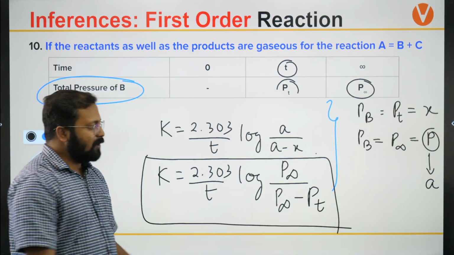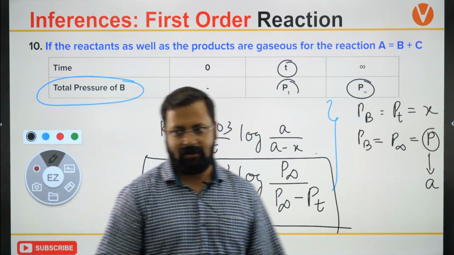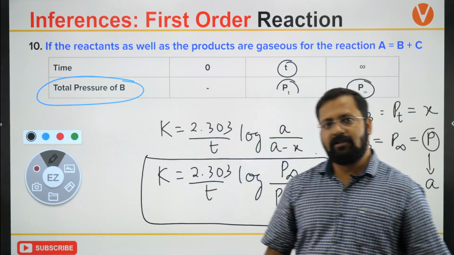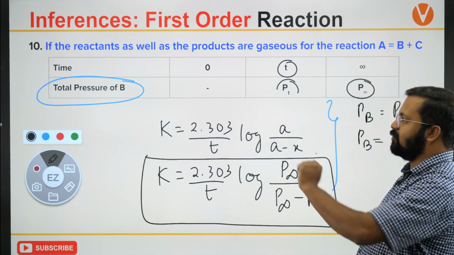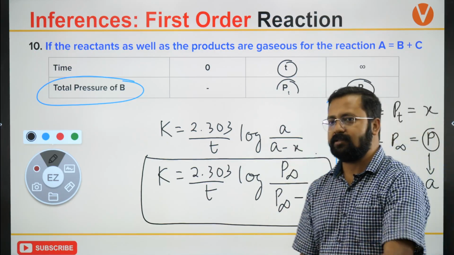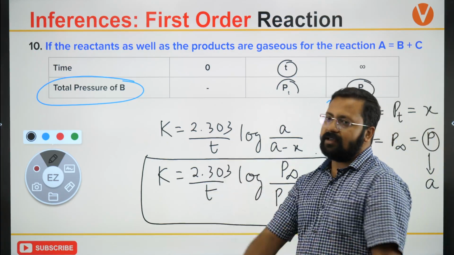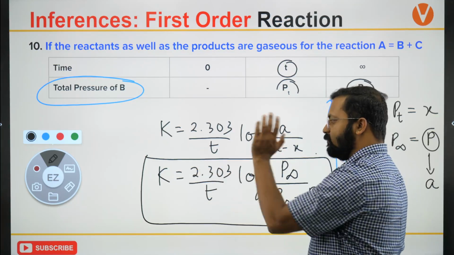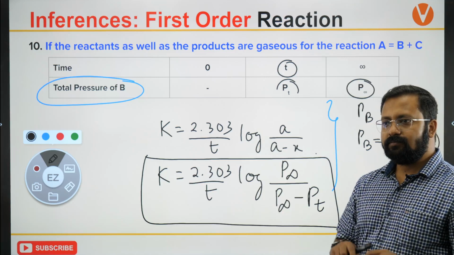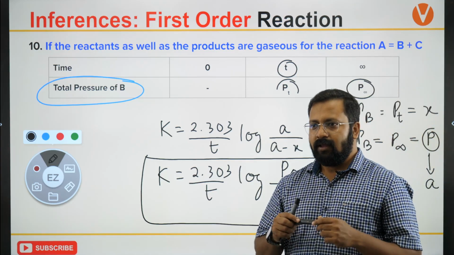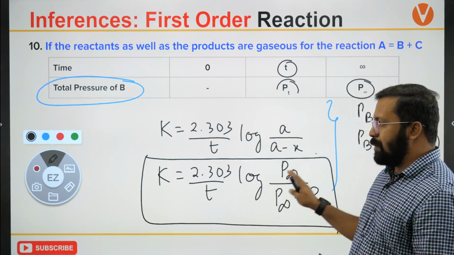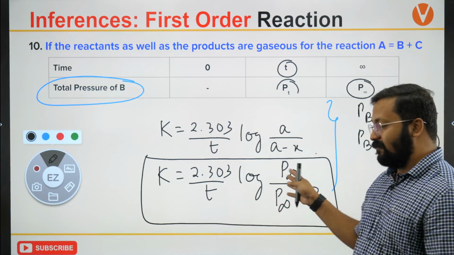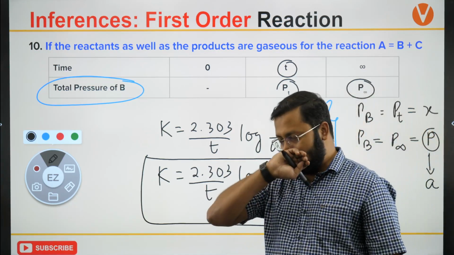Okay, what information you will get I can't say, but whatever information is given to you, whether you are given pressure of one gas, pressure of all the gases, or pressure of any two gases, you can always calculate or get an expression for K. Okay? Obviously, you do not try to remember this. If you try to remember this, that will be a very, very difficult thing. Okay? Please don't do that.